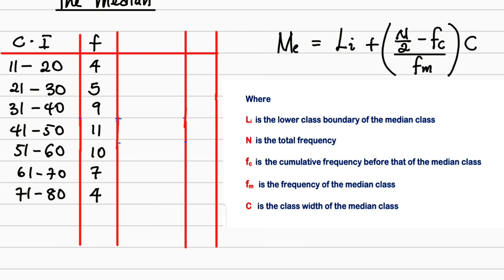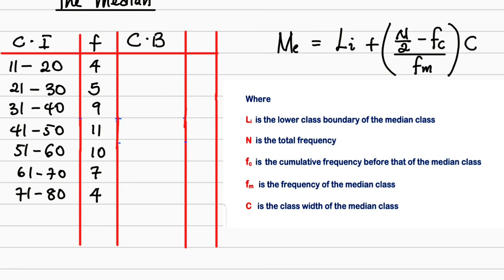Now, from some of the things that are being discussed here, you find out that we need our class boundaries and we need our cumulative frequency column. So let's move quickly to get our class boundary, which is CB. Now, how to get this class boundary? Let me use the first class interval as an example.